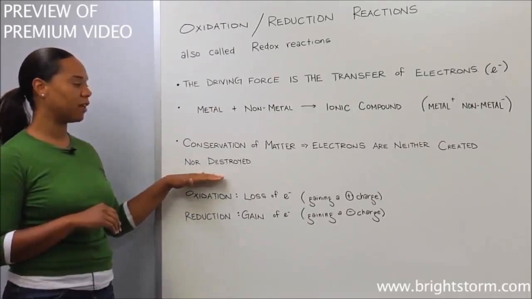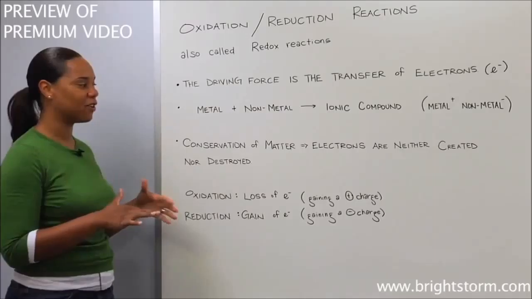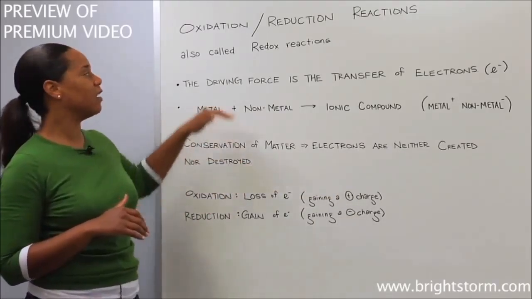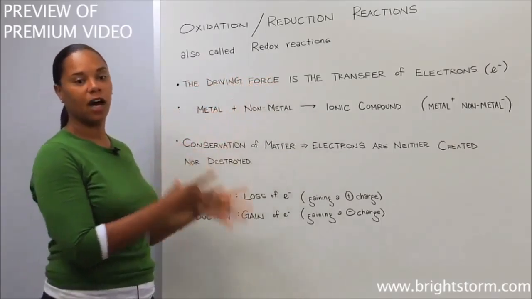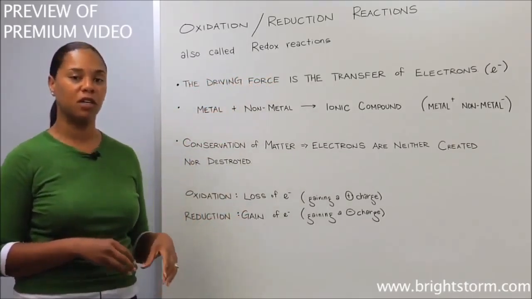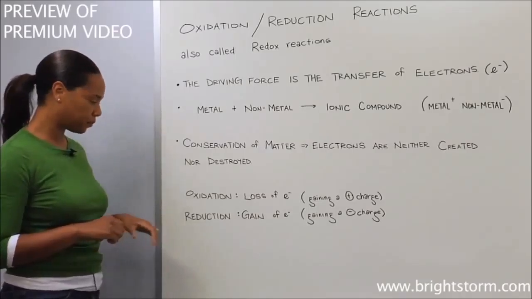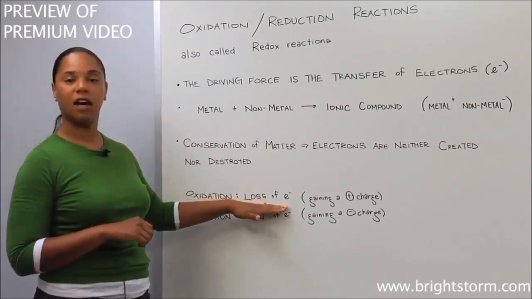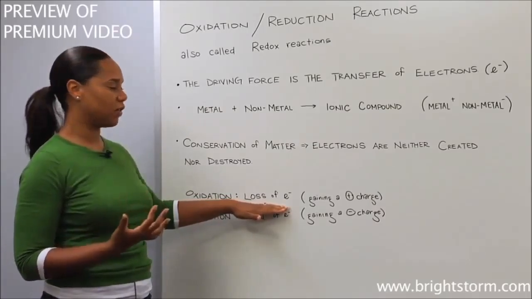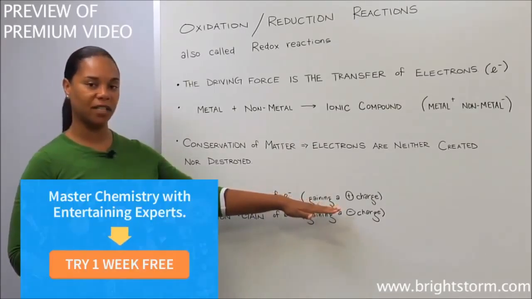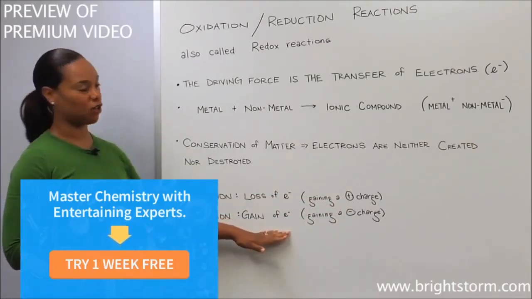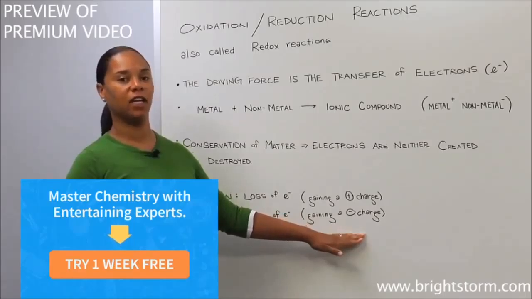Because we know the conservation of matter tells us that electrons are neither created nor destroyed, that means that in a redox reaction, oxidation and reduction must be coupled. You cannot have one without the other. So what is oxidation? Oxidation is the loss of electrons, or you can also think of it as the gaining of a positive charge. Reduction is the gain of electrons or the gaining of a negative charge.